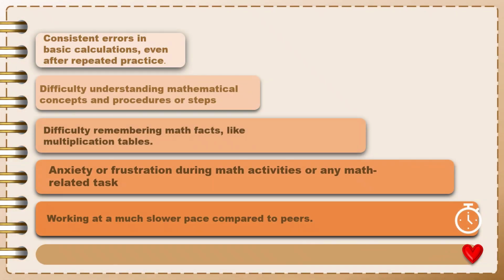Another sign to watch for is when a student works at a much slower pace than their classmates. Even if they are trying hard, they might take extra time to finish simple math problems or get stuck on the same step for a long time. This can signal a learning difficulty that needs targeted support.